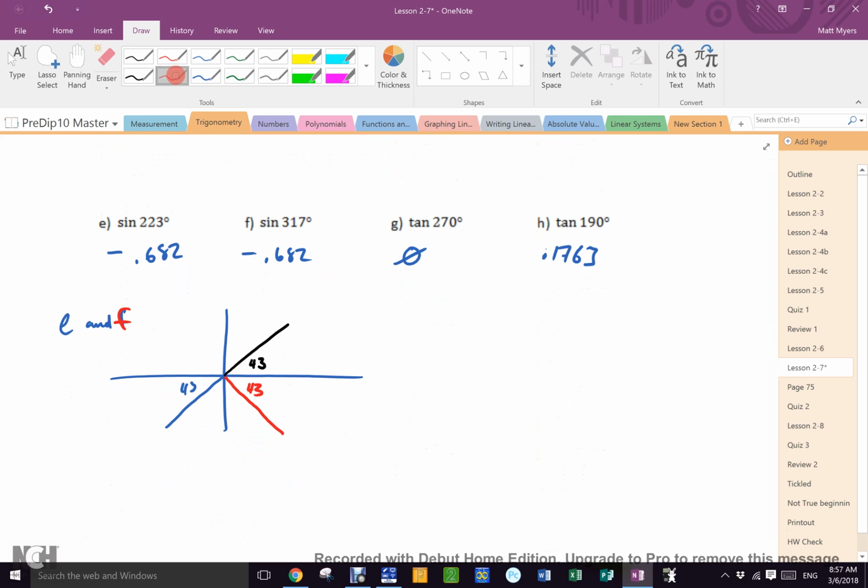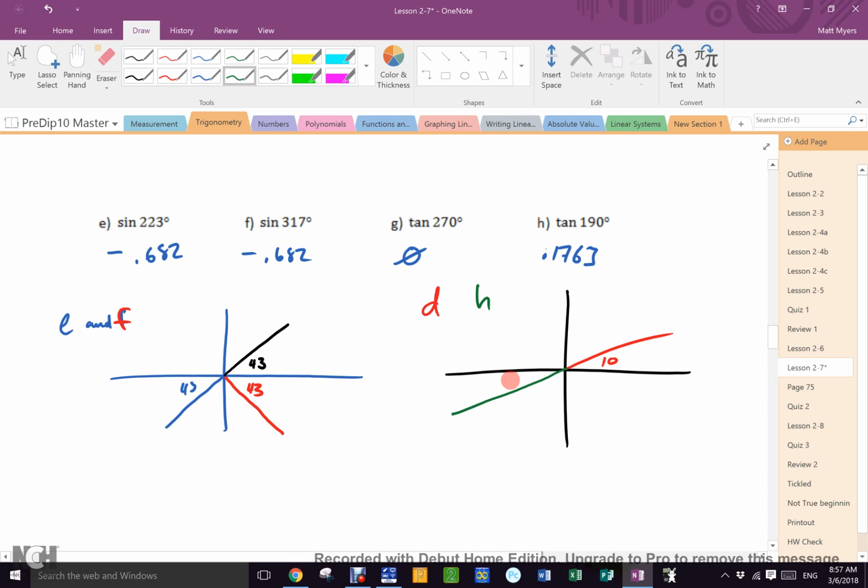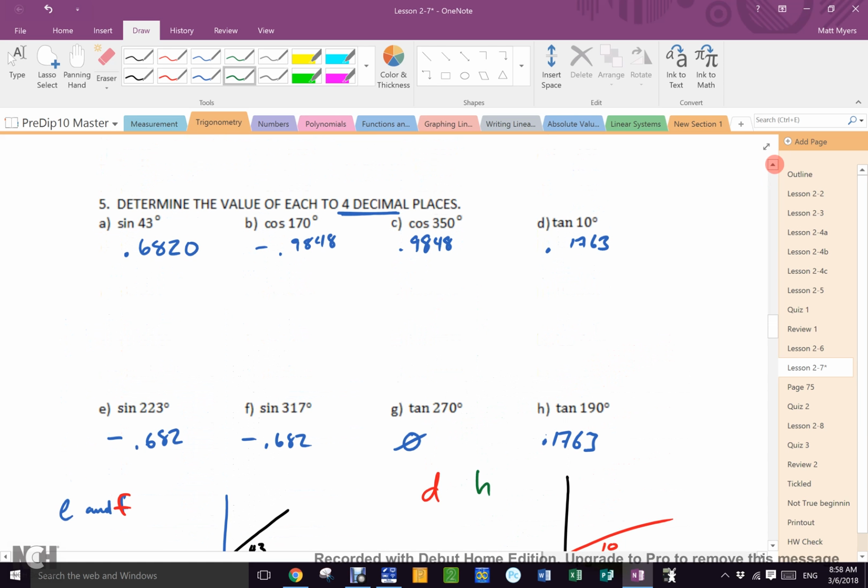Okay, so we had D and H. Draw them. Where's D? It was 10, correct? So it'll be right there, 10. Reference angle's 10, yes? Where's H? 190, right there. Reference angle's what? 10. Crazy! Picking up what I'm putting down? How did people create such a cool thing? People didn't. It's just the way it works.